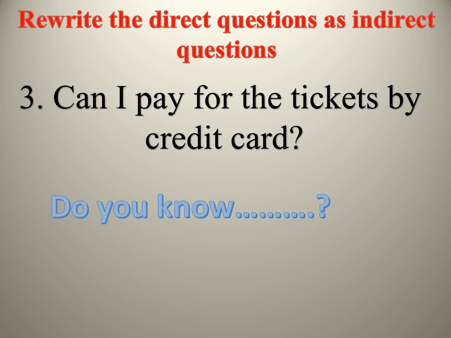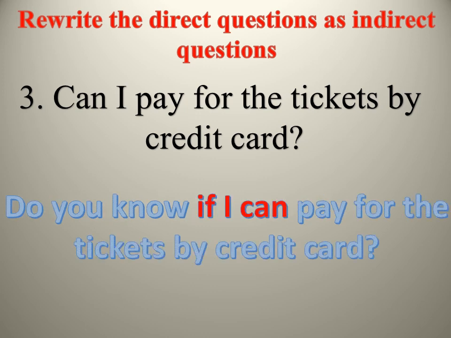Sentence number 3. Can I pay for the tickets by credit card? Start your indirect question with the phrase, do you know? Let's check your sentence. Do you know if I can pay for the tickets by credit card? This question is general, that's why we use if and we use can after I, if I can.